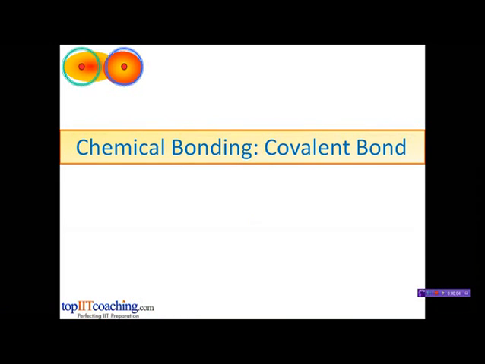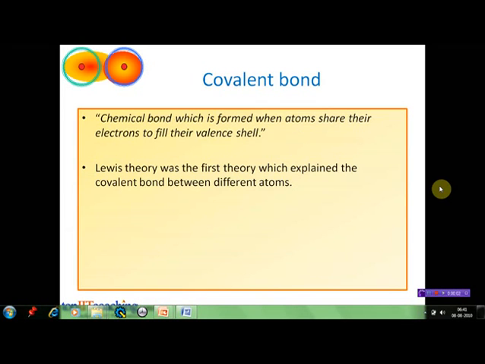Hello students, this is the second chapter in our series on chemical bonding, in which we are going to discuss various aspects related to the covalent bond. In covalent bonding, atoms fill their outermost shell by sharing their electrons between them. The first theory that explained covalent bonding between different atoms was the Lewis theory. Now let us see what exactly were the postulates of Lewis theory and how it explained covalent bonding.